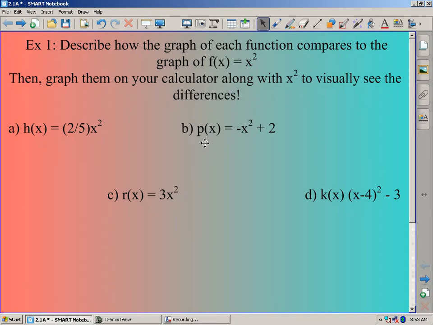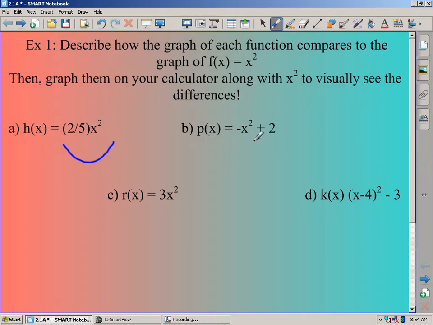So here's what we're going to do. Example 1 says, describe how the graph of each function compares to the parent function x squared. Then graph them on your calculator. First, we'll go through and talk about what's happening here. Since this function is being multiplied by 2/5, when we have the a value between 0 and 1, we end up getting a compression. So this graph should be wider and flatter than x squared.